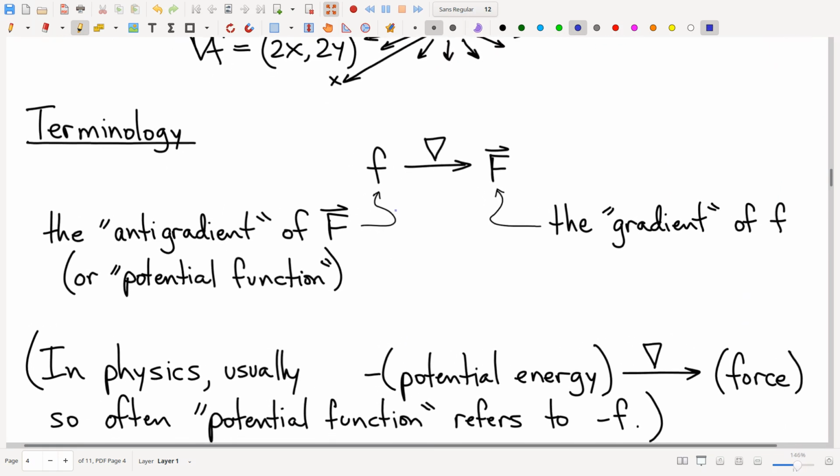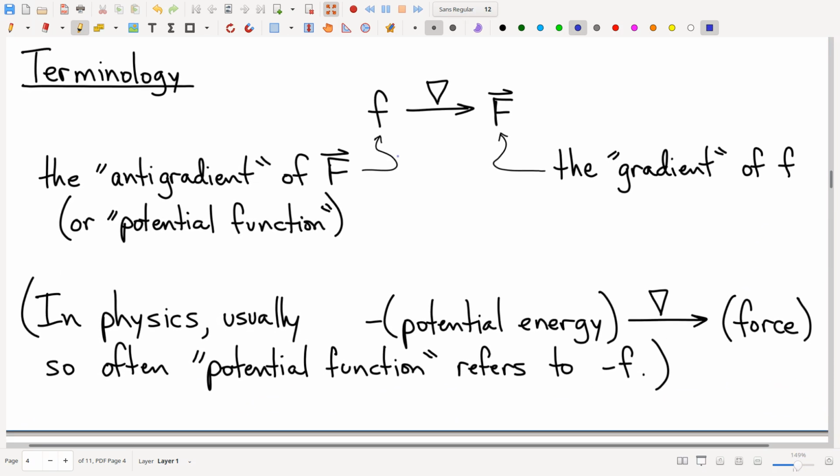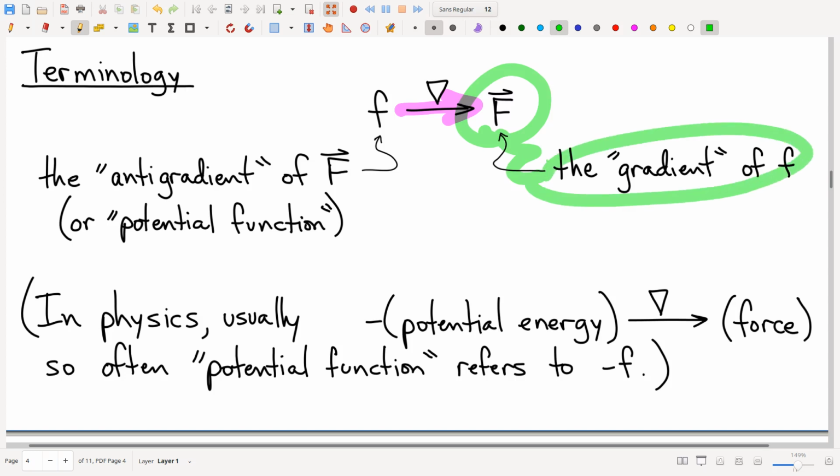Y'all aren't going to be shocked to hear this, but I have some non-standard preferences in terminology. Y'all have seen me do this before. So reminder, when you take a gradient, there's the function that you're taking the gradient of, and then there's the vector field that you produce. Right? As we previously knew. Give me any function, there is a corresponding gradient vector field. So obviously what comes out is called the gradient. Of course it is. Okay, now let's ask, what should we call the function that went in?